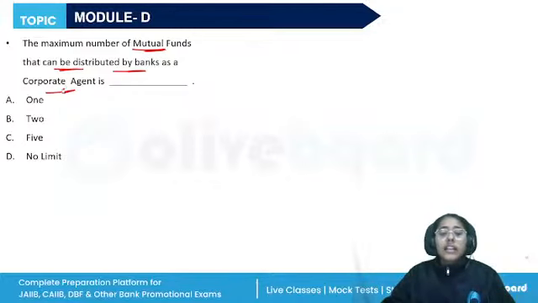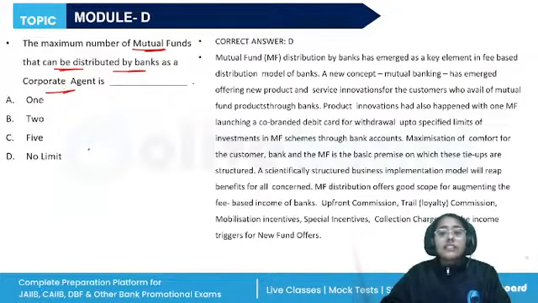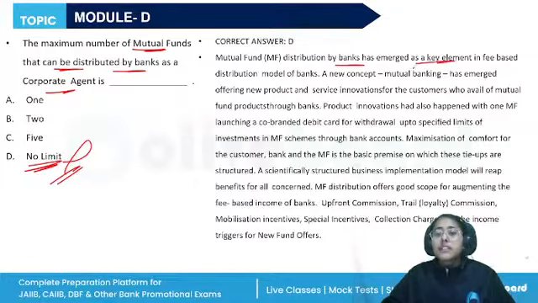All right. So there are equity funds, fixed income funds, money market funds, closed-ended, interval, and so on, hybrid schemes, solution-oriented schemes. So the maximum number of mutual funds that can be distributed by the bank is that there is no limit. There is no limit to this. All right. So the mutual fund distribution by banks has emerged as a key element in the fee-based distribution. This new concept, mutual banking, has emerged, offering new products and service innovations to the customers.